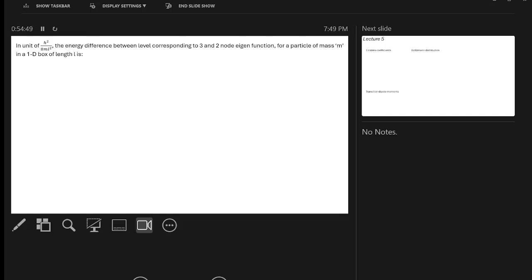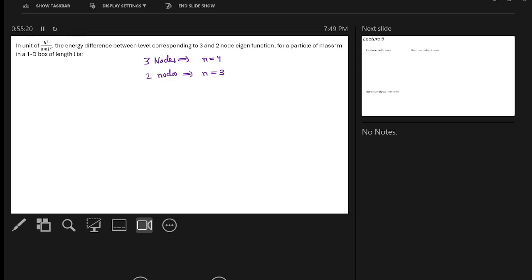Now next question. In a unit of h square by 8 m l square, the energy difference between levels corresponding to 3 node and 2 node eigenfunction. 3 node implies n equal to 4. 2 node implies n equal to 3. Okay. So n equal to 3, n equal to 4.